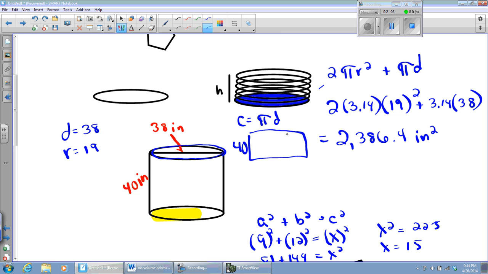Now, like I said, the formula sheet is going to have all this on it for you, but you have to know how to use it. Okay? All right, that's it for this video.